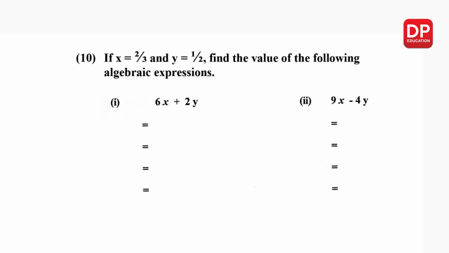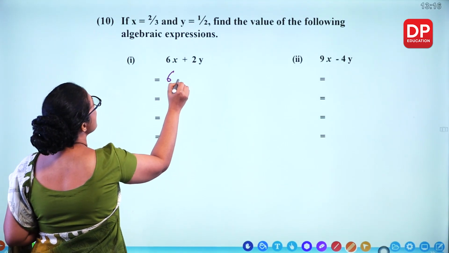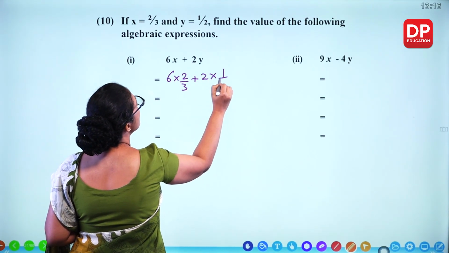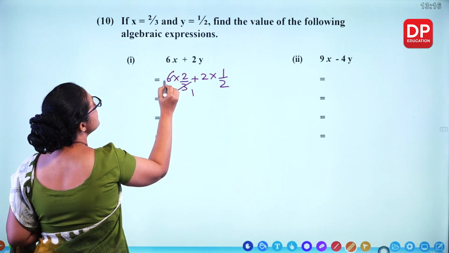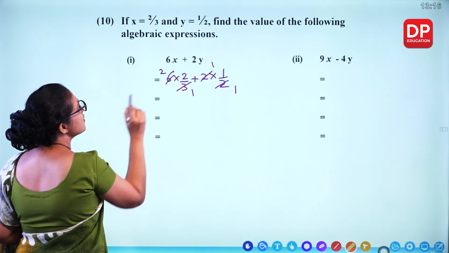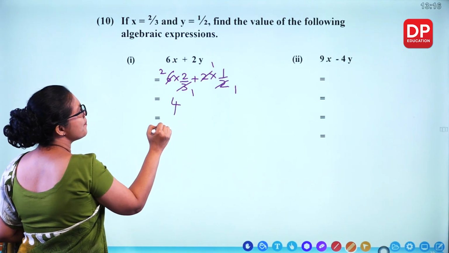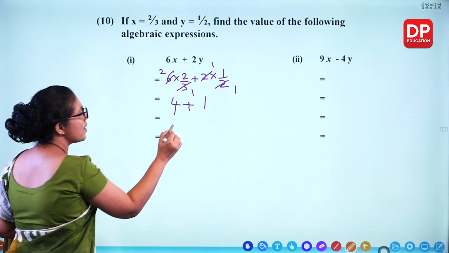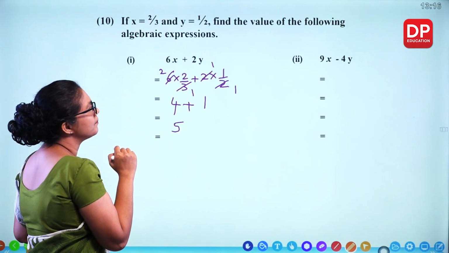If x equals 2/3 and y equals half, find the value of the following algebraic expressions. 6 times 2/3, 2 times half, 3 times 1, 3 times 2, 2 times 2, 4 here, plus 1 times 1, 1. 4 plus 1, you get 5.